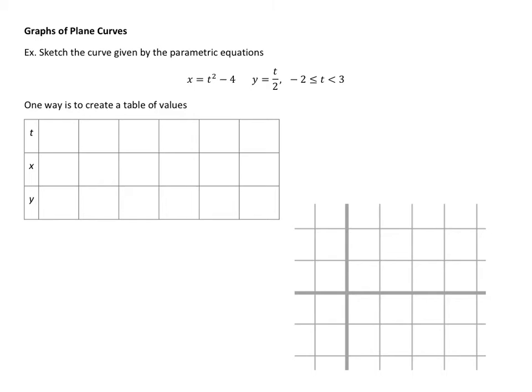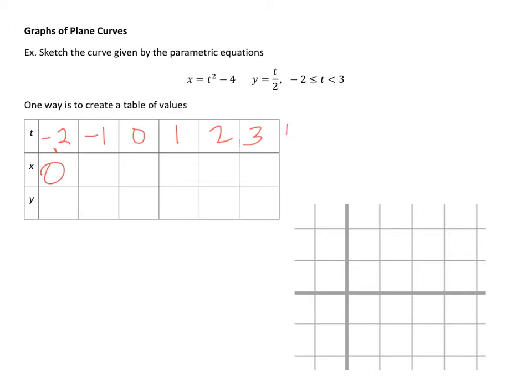So we're going to start by sketching the curve given by this parametric equation. We're always given the parameter t, which basically tells us what to start with and what to end with. So I'm going to take my parameters t and fill them in the t row: -2, -1, 0, 1, 2, and up to but not including 3. Then I'm going to plug them into x equals t squared minus 4. So t squared, in this case 4, minus 4 would be 0.